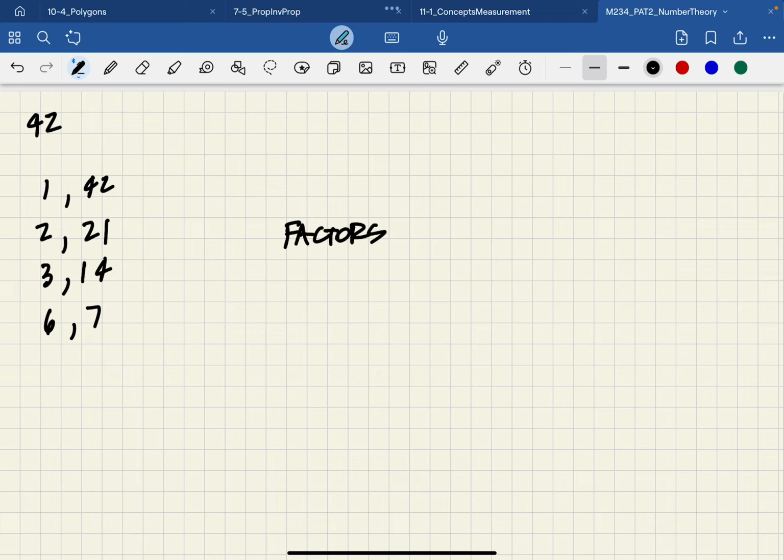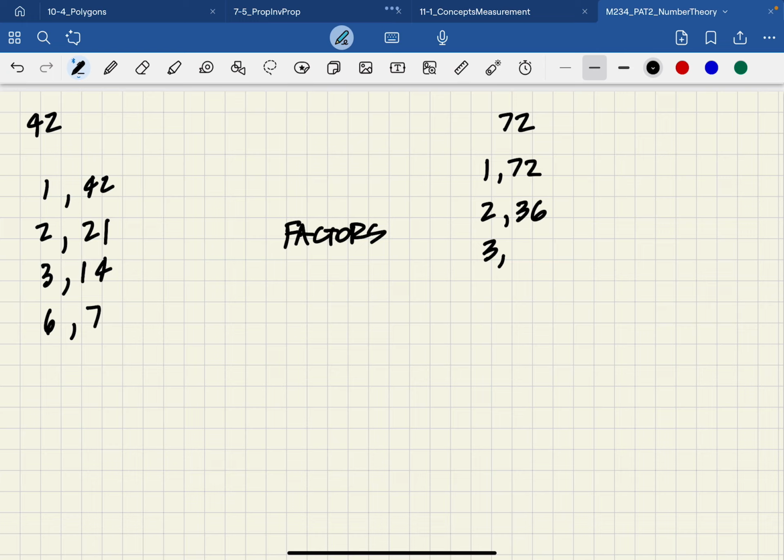Let's see, so we were going to also do 72. So again, listing factors, I would start with 1 and 72. I can see 2 will divide it. That'll be 36. I can use a divisibility test to say that 3 will divide it as well. The way I'm doing that is by just looking at the sum of the digits. 7 plus 2 makes 9, and 9 is divisible by 3.